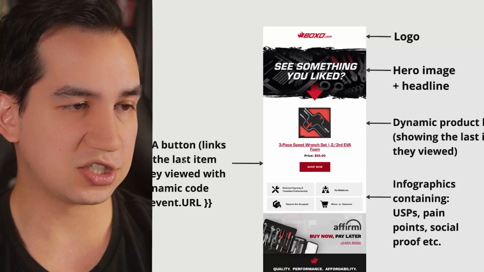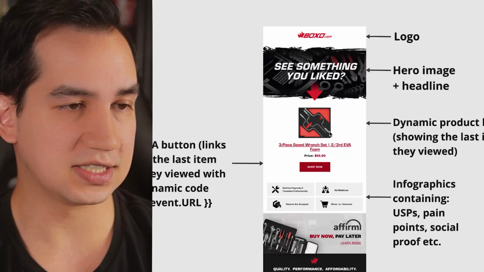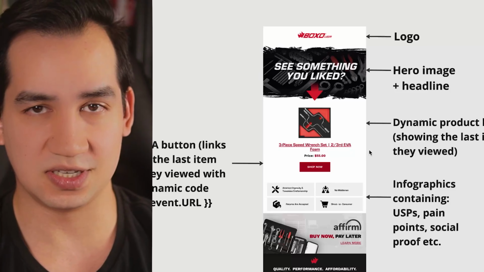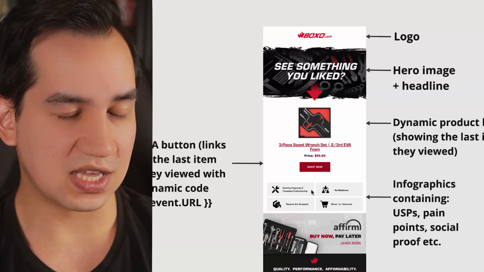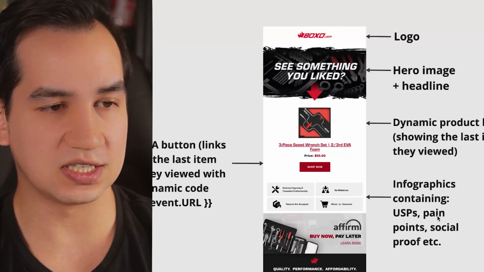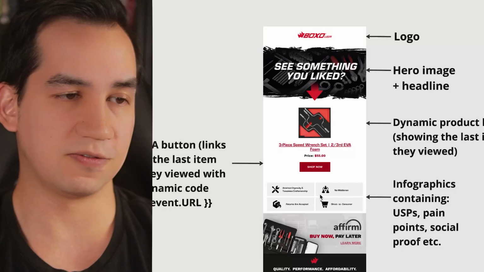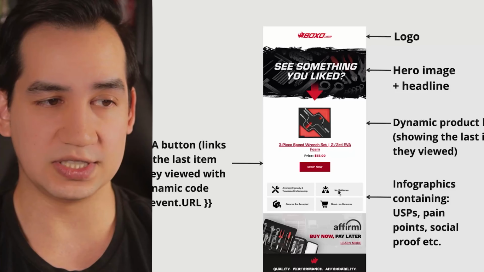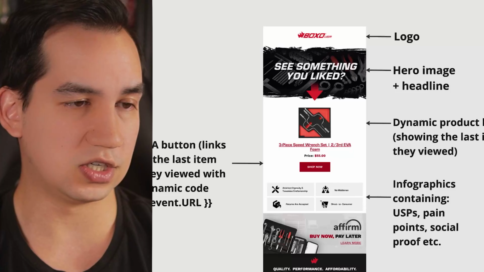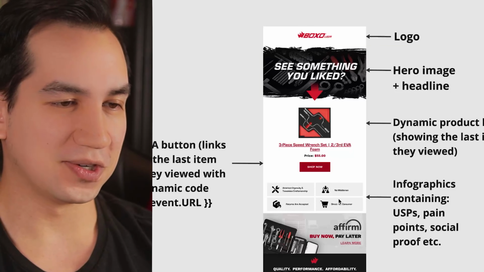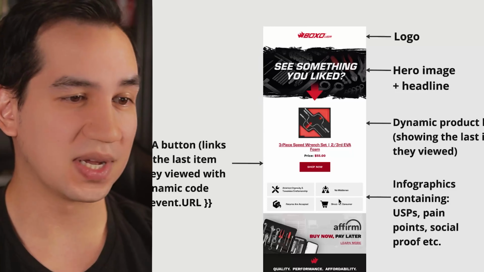So that's the call to action button. And you want to make sure that it links dynamically to the last item that they were looking at, because that's going to be the highest chance of converting them. And then below that, you're going to have your infographics containing unique selling points, pain points, social proof, etc. In this case, we're focusing on unique selling points that differentiate the brand from the competitors. That's going to be the most relevant info to somebody who's searching between competitors at this stage.